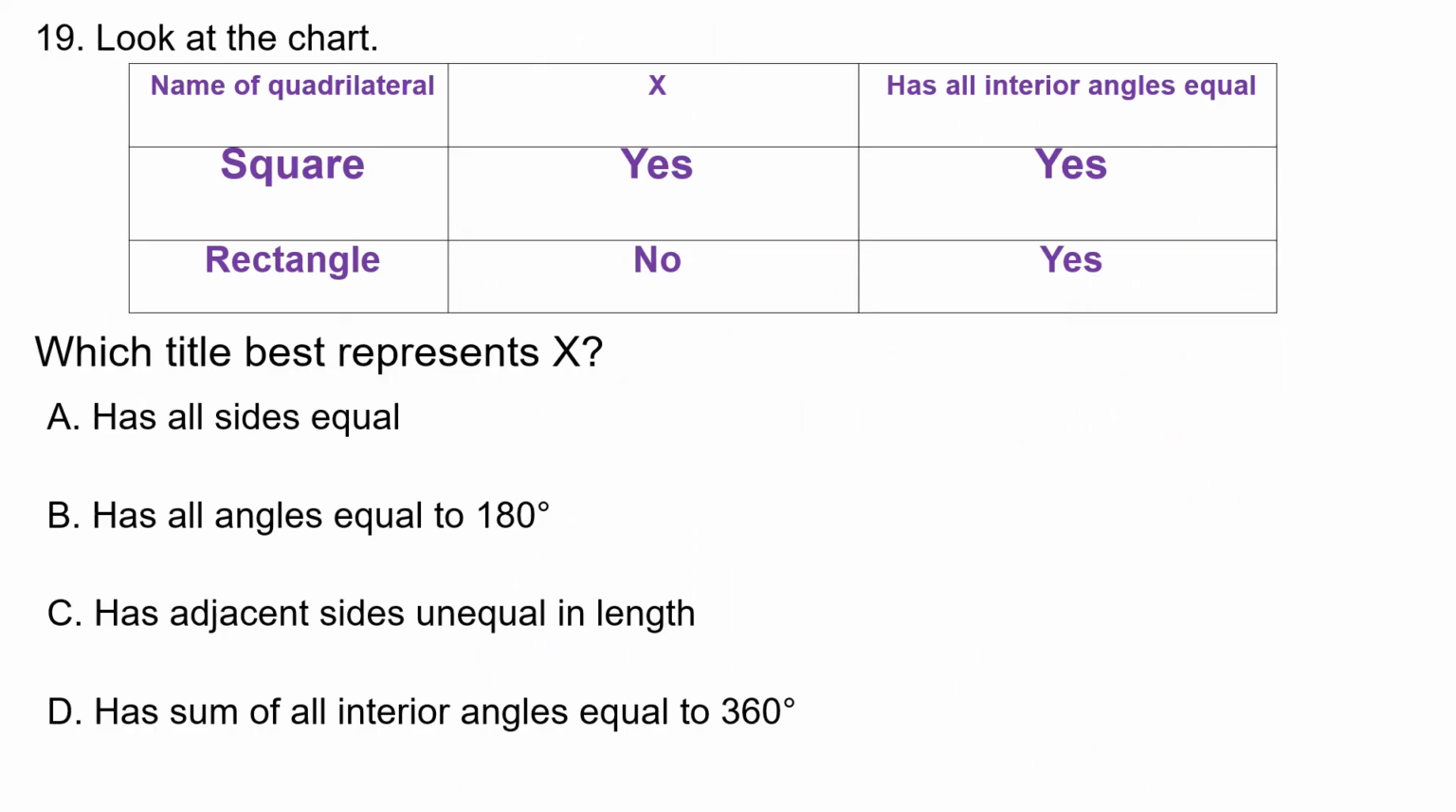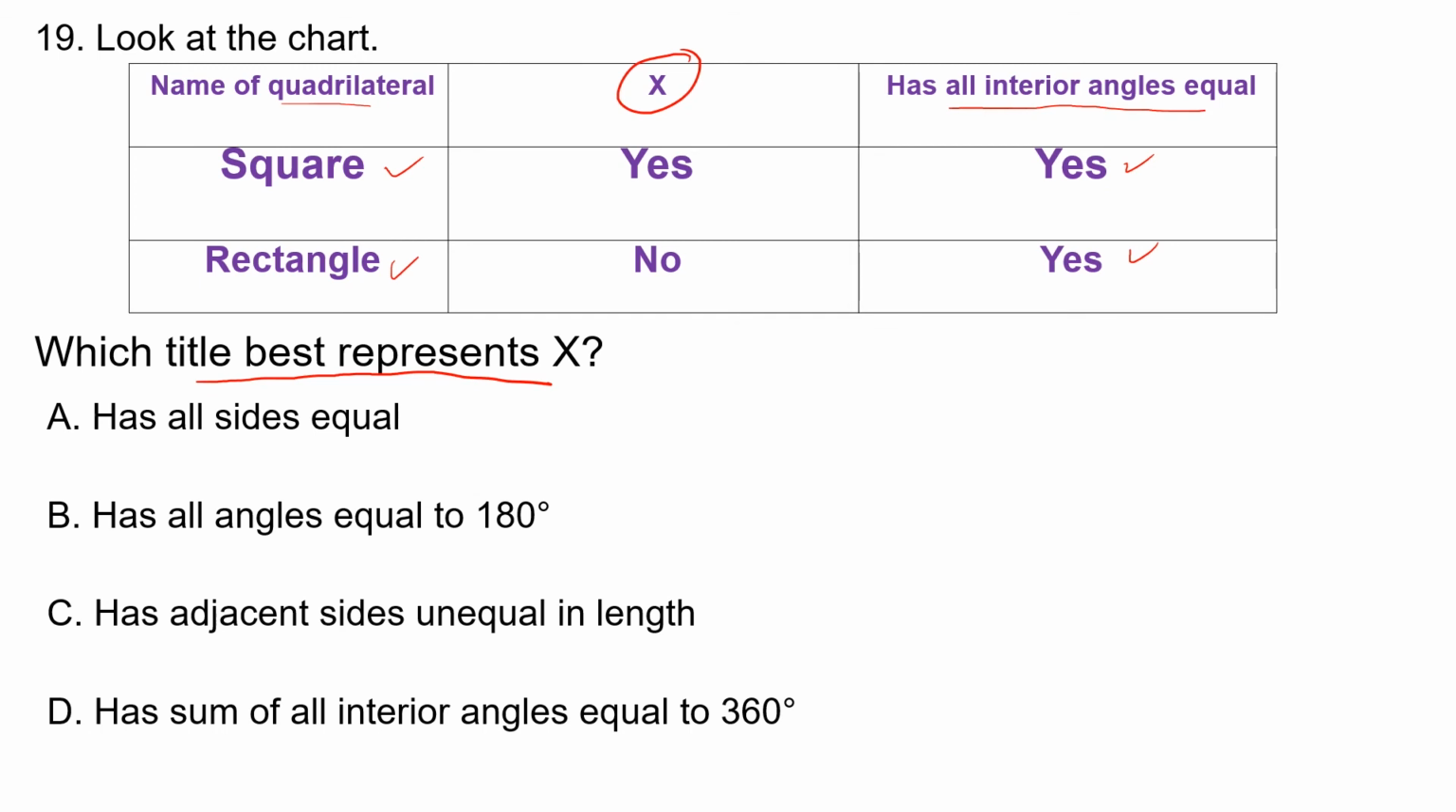Number 19 says look at the chart. And so we have the quadrilateral, a square, and a rectangle. And all interior angles are equal. So yes and yes for both the square and the rectangle. And we want to know, it says which title best represents X. So we want to know what should we put here.